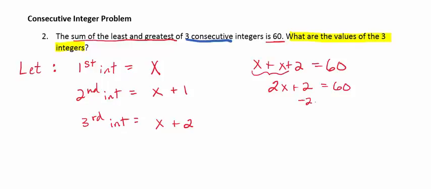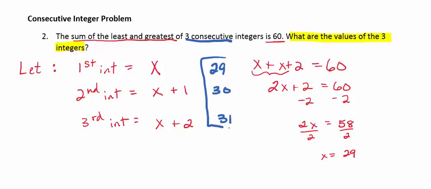And we will subtract the 2 from both sides. 2x equals 58. And divide by 2. And x will be 29. And so the last thing we need to do is go back here and say, well, I have 29 for x, add 1 to get 30, and add 2 to get 31. So we should have 29, 30, and 31.